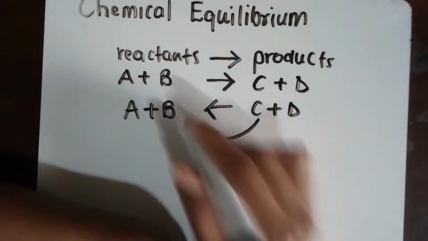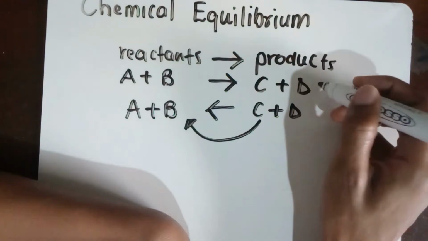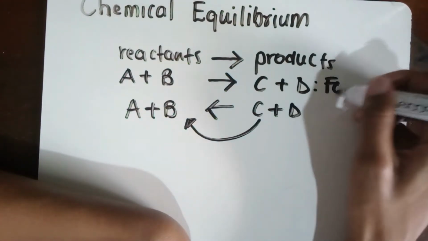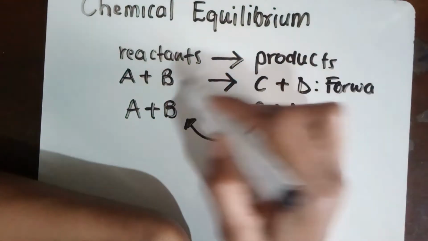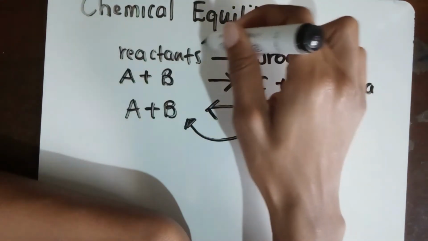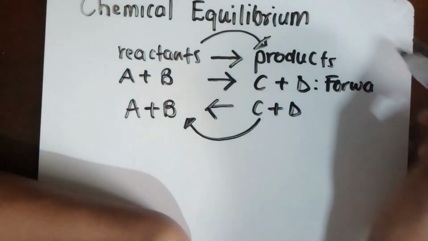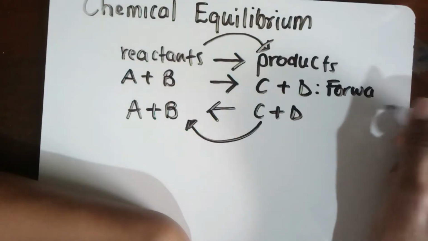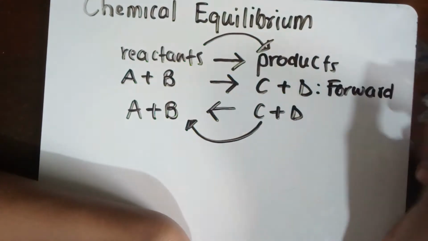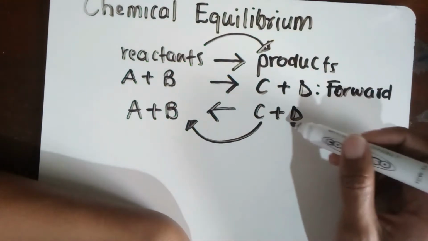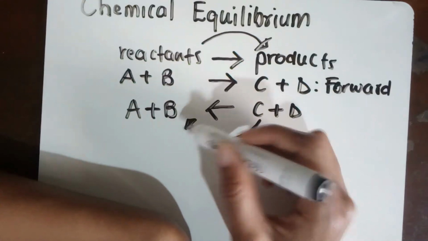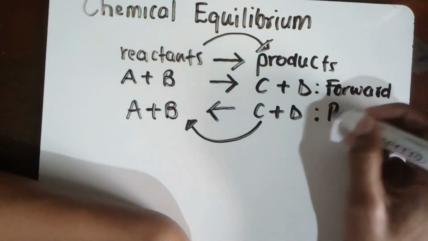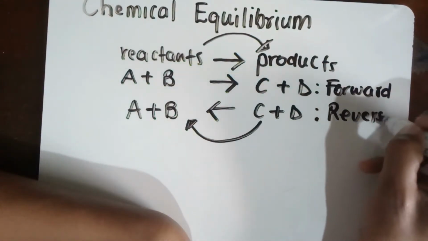So in this instance, we would call this the forward reaction, right? Where reactants are used up to produce products. So we call it a forward reaction. In this case, where products are converted back into reactants, we would say this is the reverse reaction.